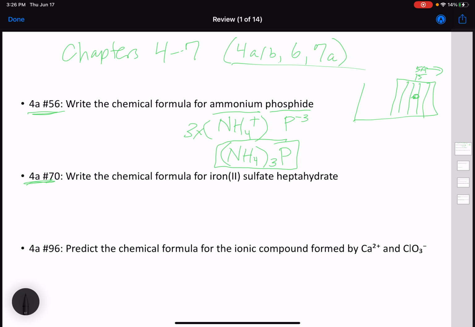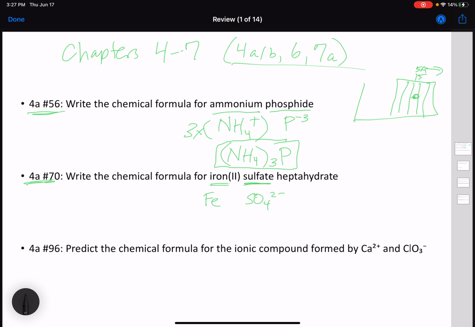4A, number 70. Write the chemical formula for iron(II) sulfate heptahydrate. All right, so that's kind of a mouthful. So let's start with writing out the ions, the components here. So first, iron is a metal and sulfate is a polyatomic ion made up of nonmetals. Sulfate is SO4 2-. And iron is a metal from the periodic table, so this is clearly an ionic compound.